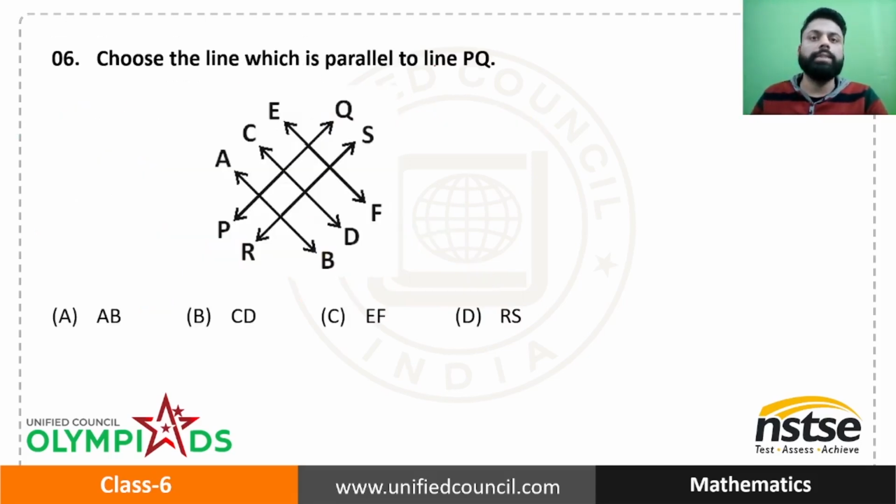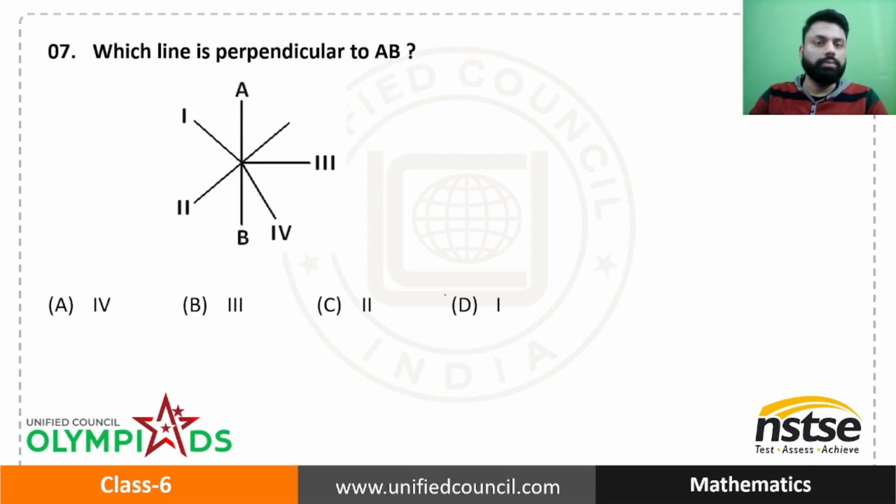Next one, choose the line which is parallel to PQ. So here is this line PQ. If we try to find out the line which is parallel to it, that is only RS. Rest all the lines are perpendicular to it. So D option is the correct answer.